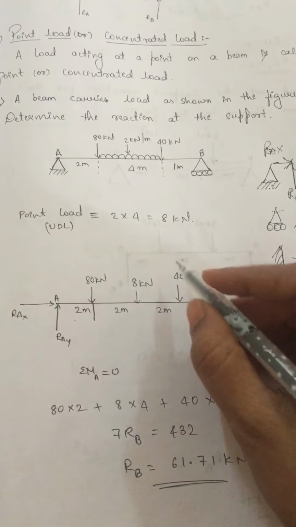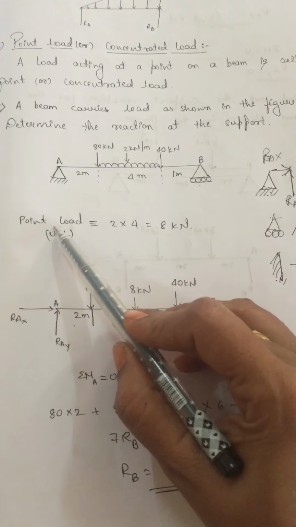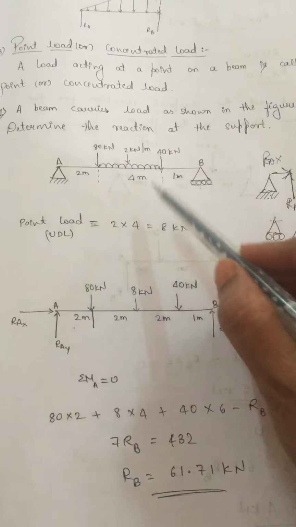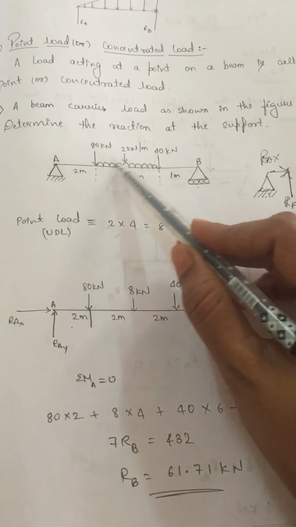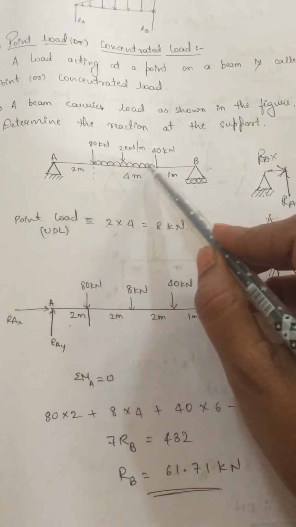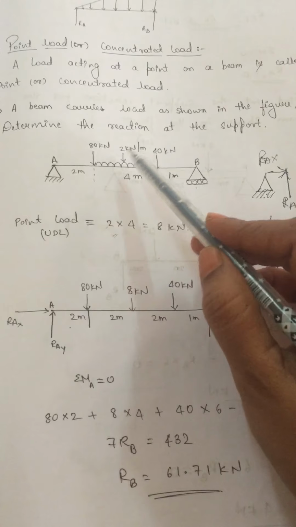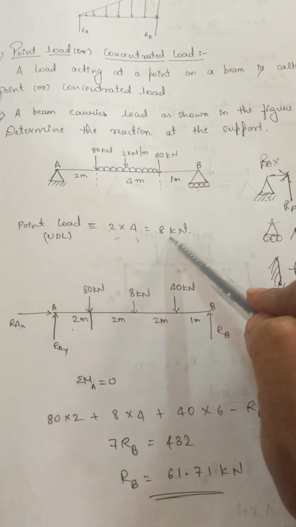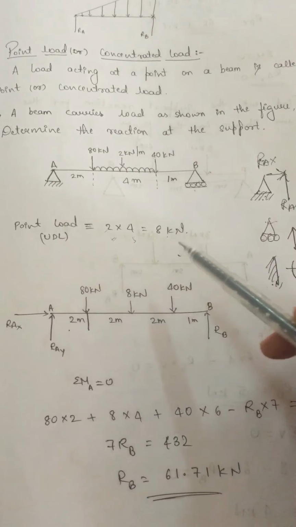And next you have to convert this uniformly distributed load into a point load. Point load is equal to the intensity of the load, which is 2 kilonewton per meter. The intensity of the load is distributed uniformly throughout this length, right? The intensity of the load is 2 kilonewton per meter and the distance is 4 meter. 2 into 4 is 8 kilonewton. Now the UDL is converted into a point load.